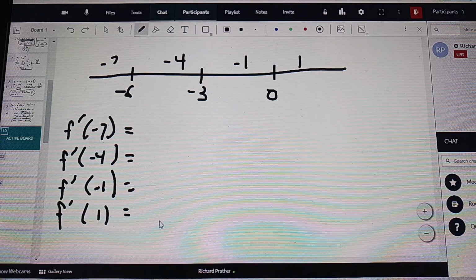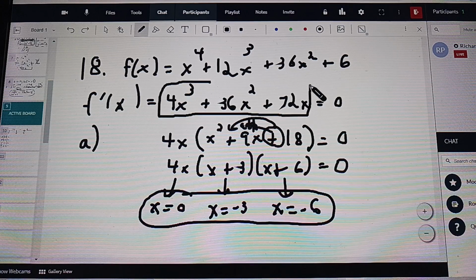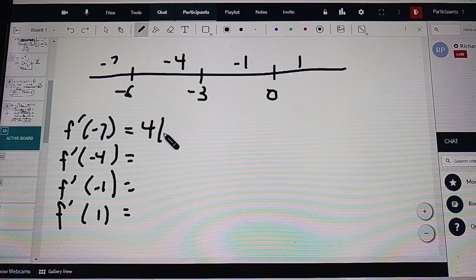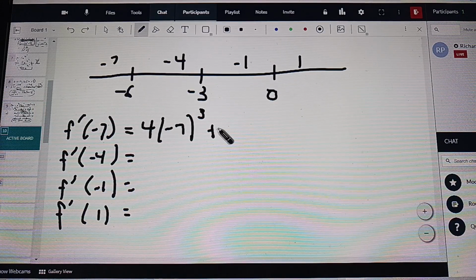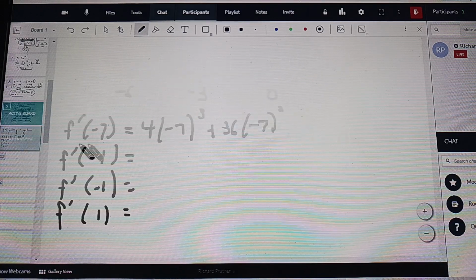But on the next problem, we're also going to care about whether there is a section of the graph that switches from one to the other. Then that's another special thing to know. Okay, so what was the derivative function? Go back to the original version right here: 4x cubed plus 36x squared and plus 72x.